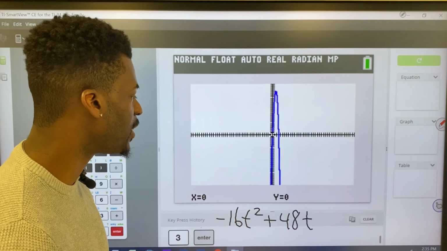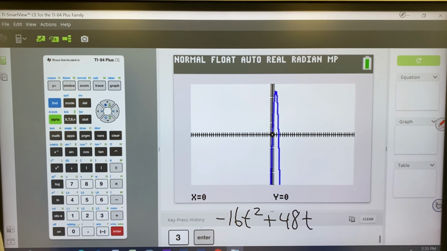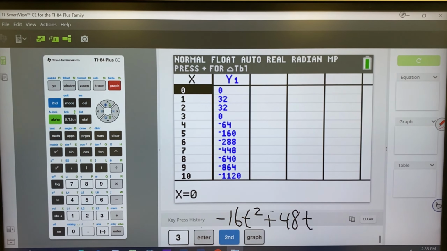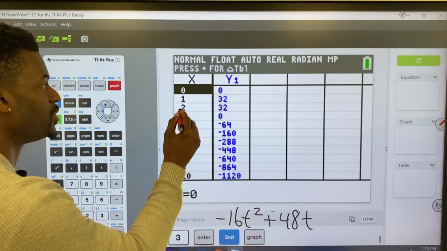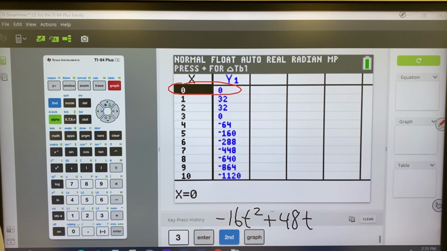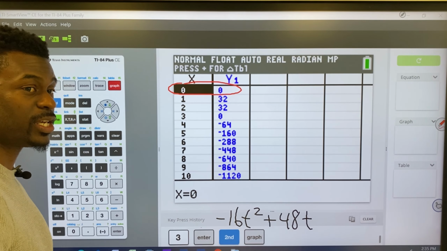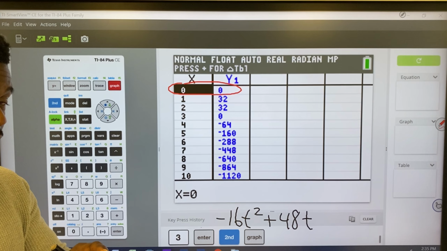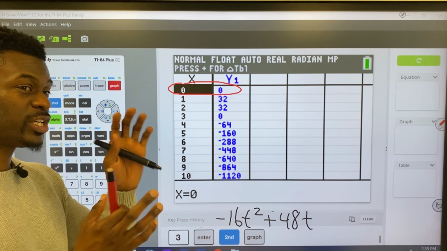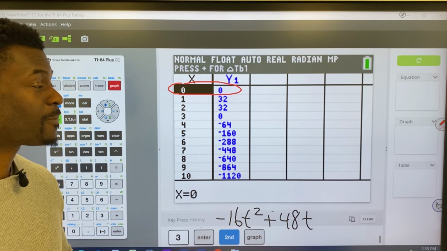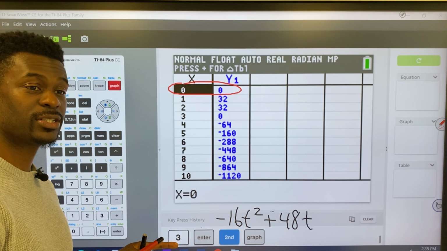Now, we know it's a downward facing parabola. What you're going to do now is I want you to actually look at the table. How do we get to the table? Second graph. Second graph. All right? Now they give you these numbers. It's just something with the screen of the calculator and you don't want to change the settings. The table is still going to give you the right information.